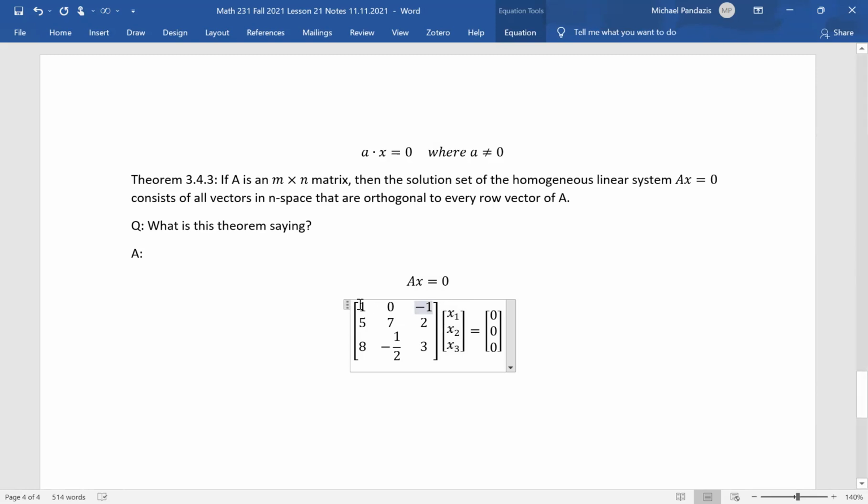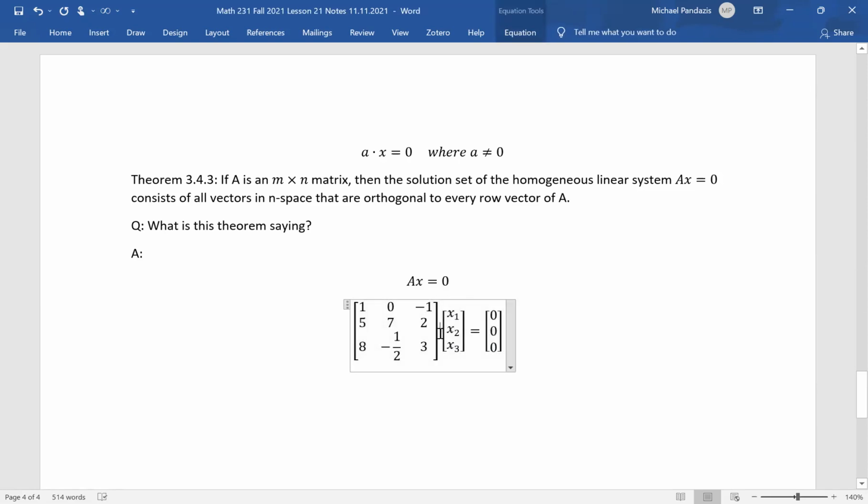Well, that has to be because if you took the first row of A and took its dot product with this matrix, you would have 1 times x1 plus 0 times x2 plus -1 times x3. But this equation is saying that the dot product of the first row and this vertical column matrix has to be 0 because the corresponding entry in the first component is 0. This equation is also saying you take the dot product of the second row, you get 0 also. It's also saying you take the dot product of the third row, you get 0 also.